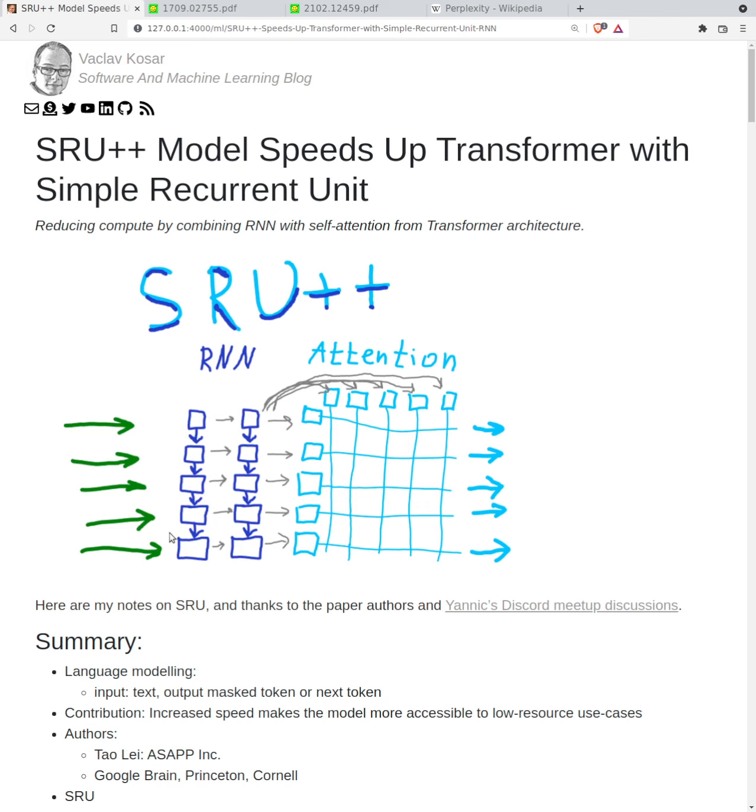And I do this recursively. I call the same network multiple times. So this is a recurrent network. In self-attention, this is different. In self-attention, instead of calculating something in a sequence, I do calculation across all the sequence at the same time.